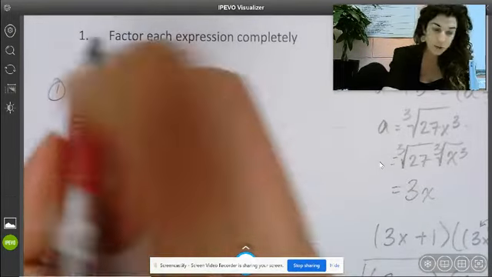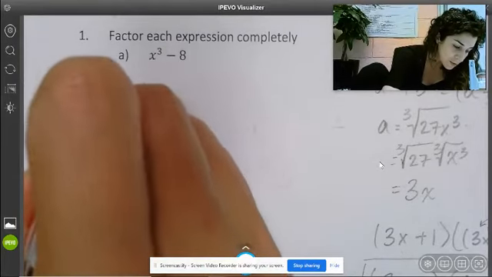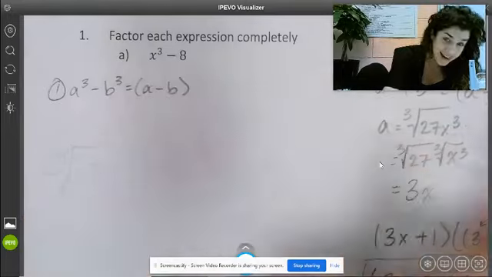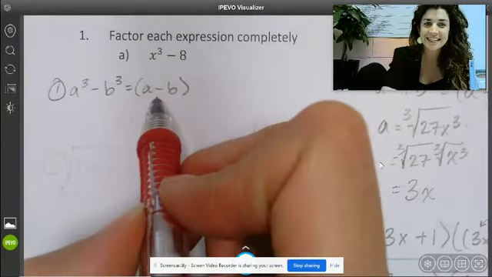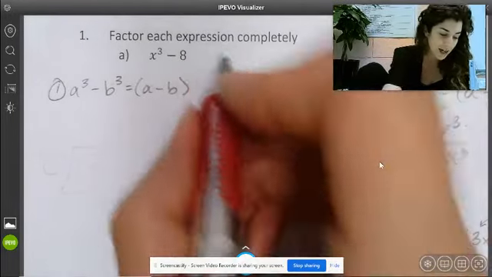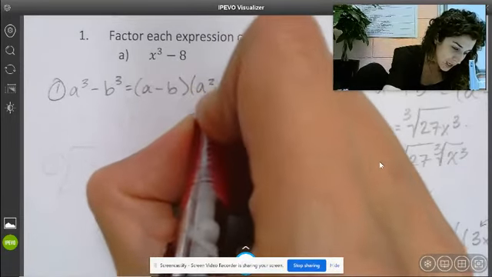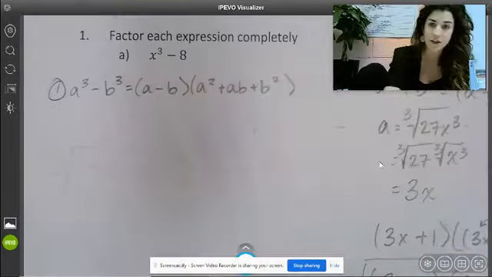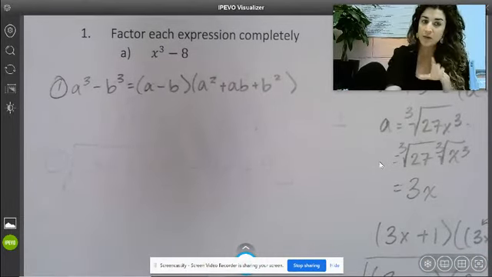So if this is the difference of two perfect cubes, we should go a cubed minus b cubed equals, remember that the sign stays the same between these two on the first piece, and then it becomes a squared plus ab plus b squared for this second piece.